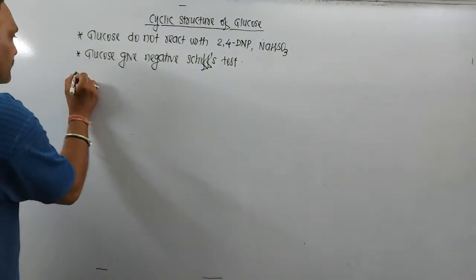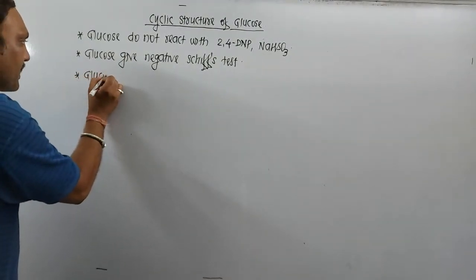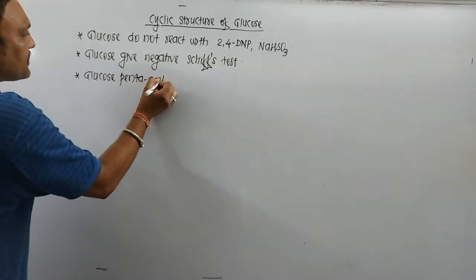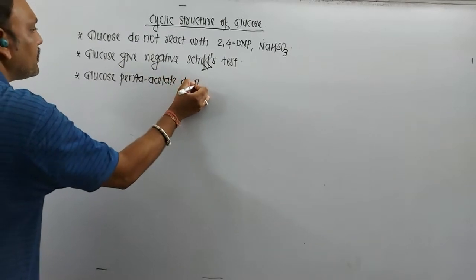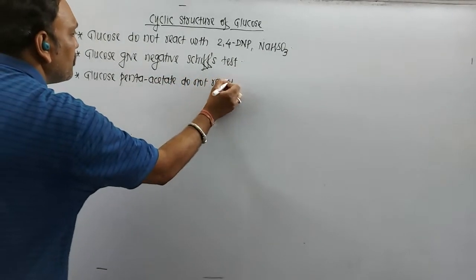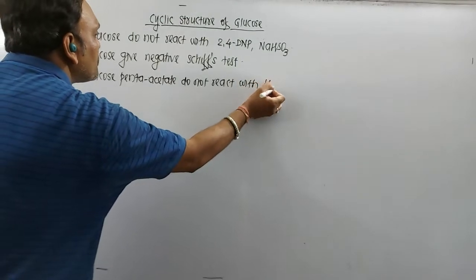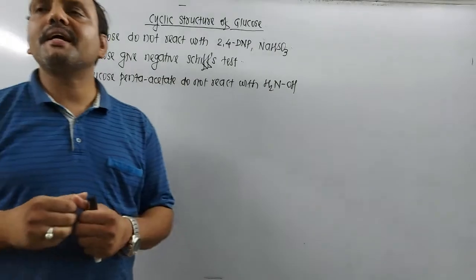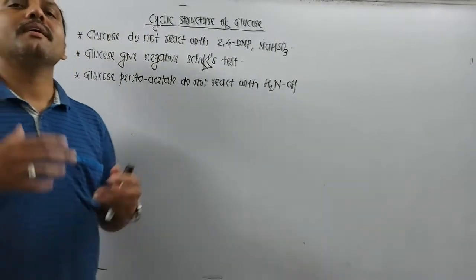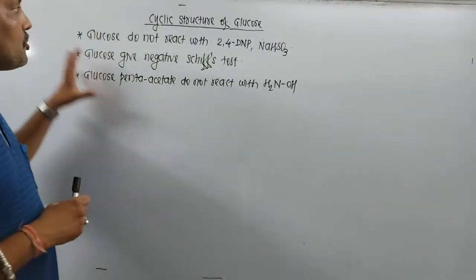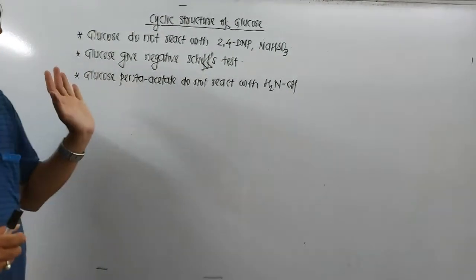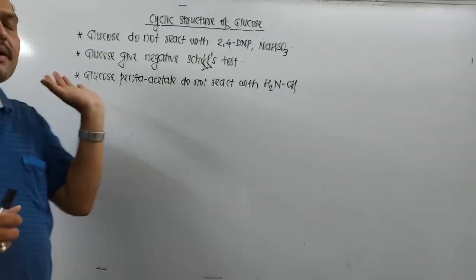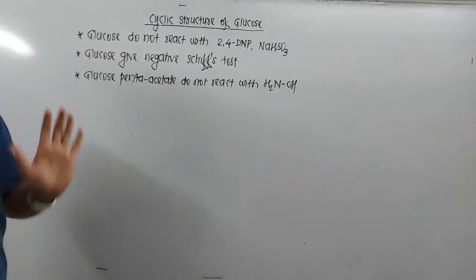And third, very important thing, glucose pentaacetate does not react with hydroxylamine, that is NH2OH, whereas normal aldehydes react with hydroxylamine producing what? Corresponding oximes. So these are those reactions which are shown by aldehydes, but glucose failed to do so. I mean, glucose does not show these properties.